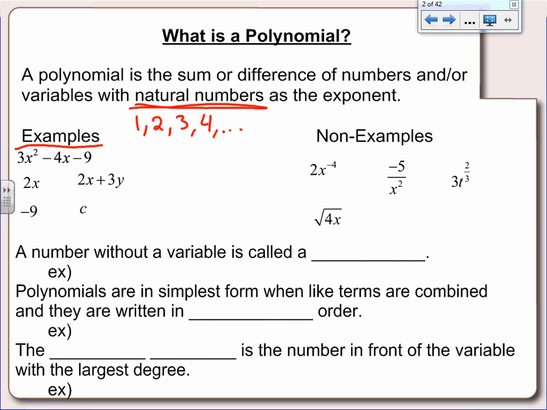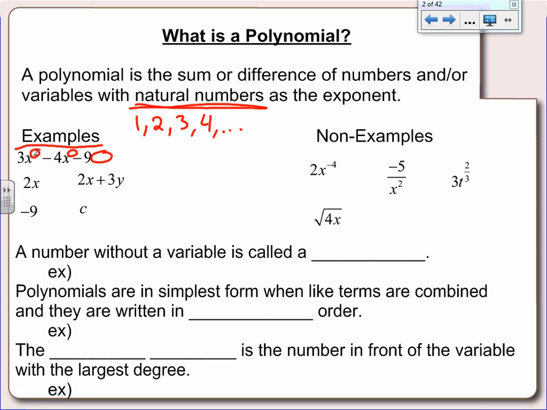You'll notice they're polynomials because the exponents you see are all natural. For instance, this is an exponent of 2, this is an exponent of 1, and there is no exponent over here with that other number. So that means this is a polynomial.